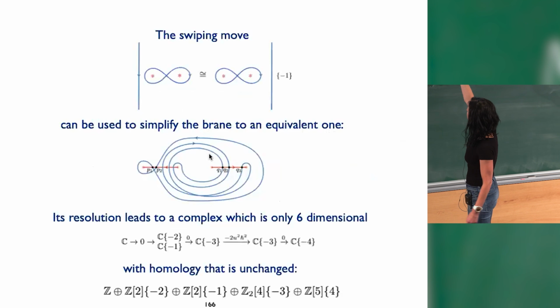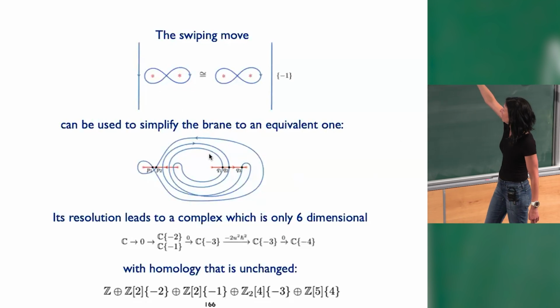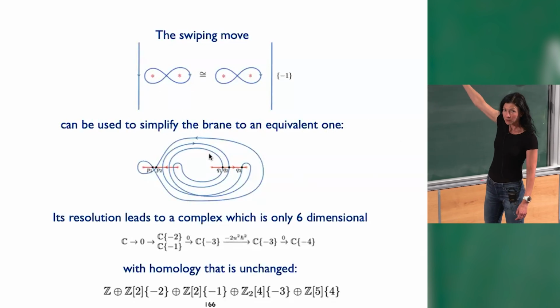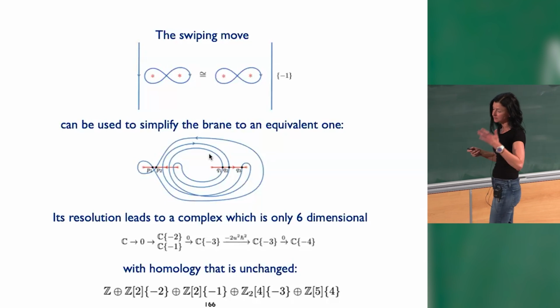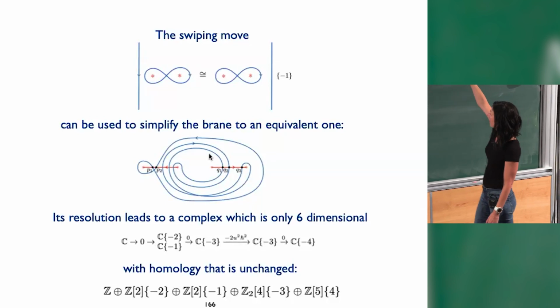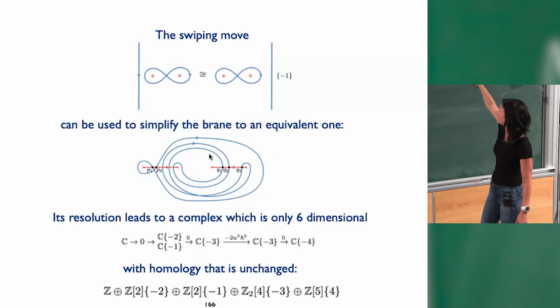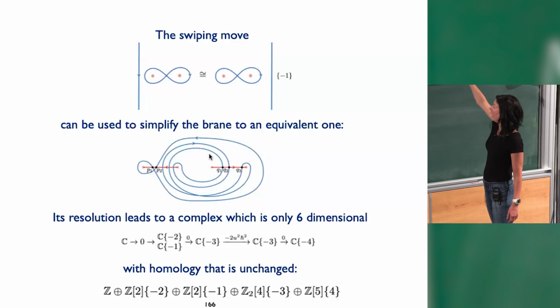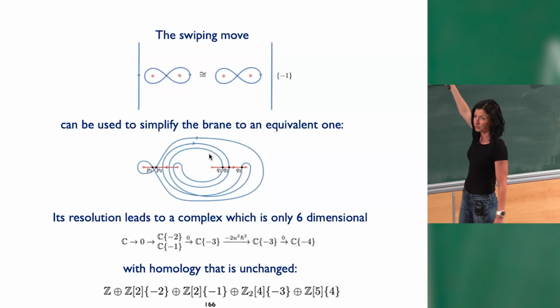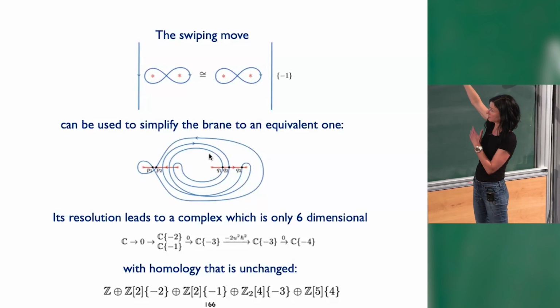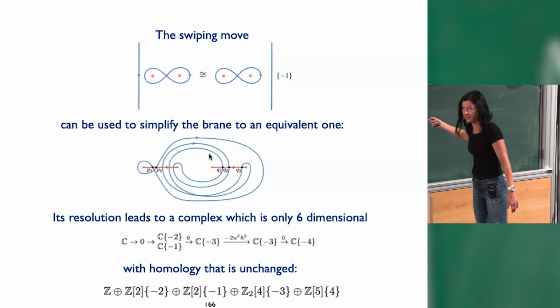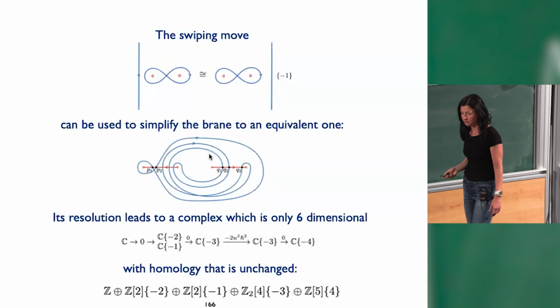Moreover, actually, the swiping move can be used to simplify this figure-8 brane to a much simpler one, because you're allowed to pass T branes through figure-8 branes. And then this much simpler picture gives you a complex that's only 6-dimensional, and with homology that's unchanged. So if you did this over Z, this is sort of the minimal complex you can possibly write down to get the correct homology of the trefoil.